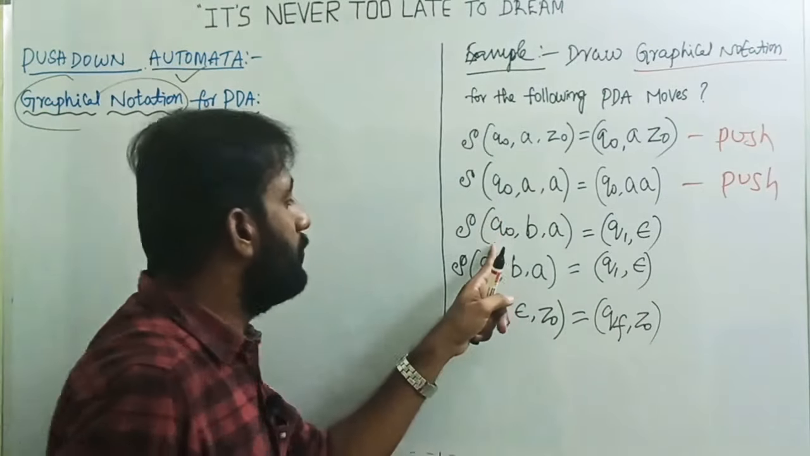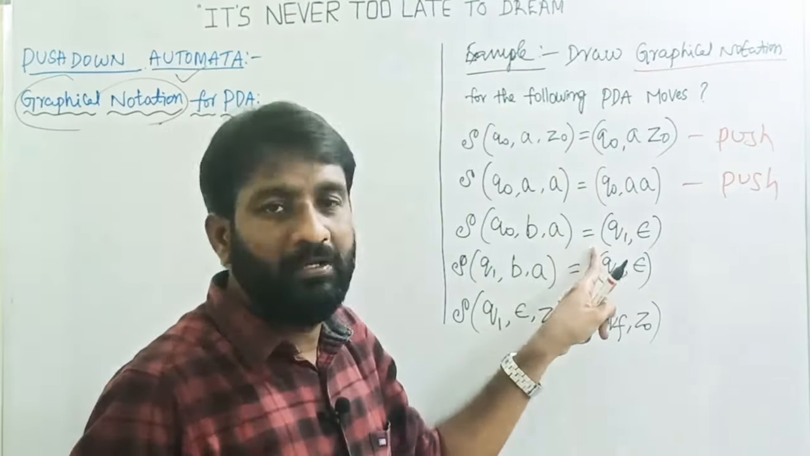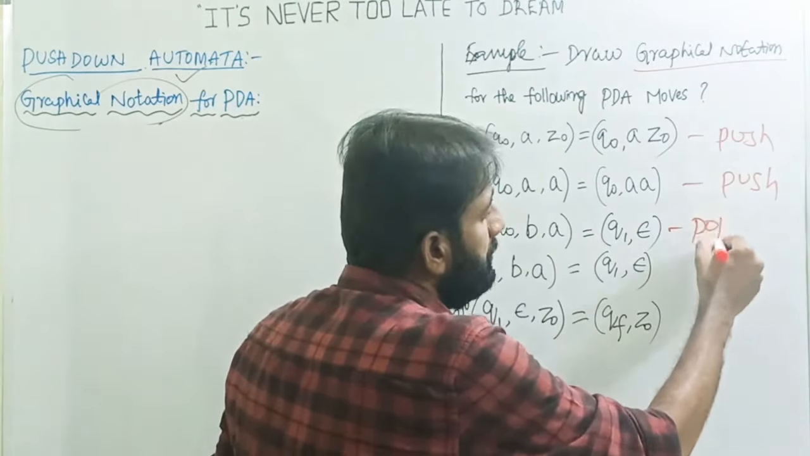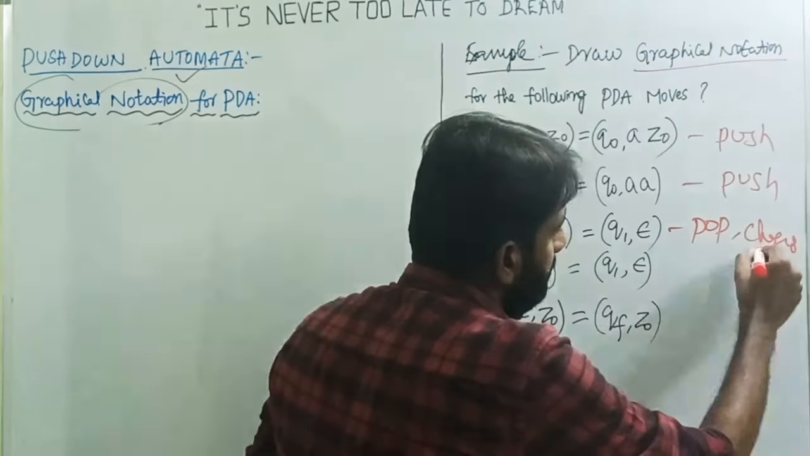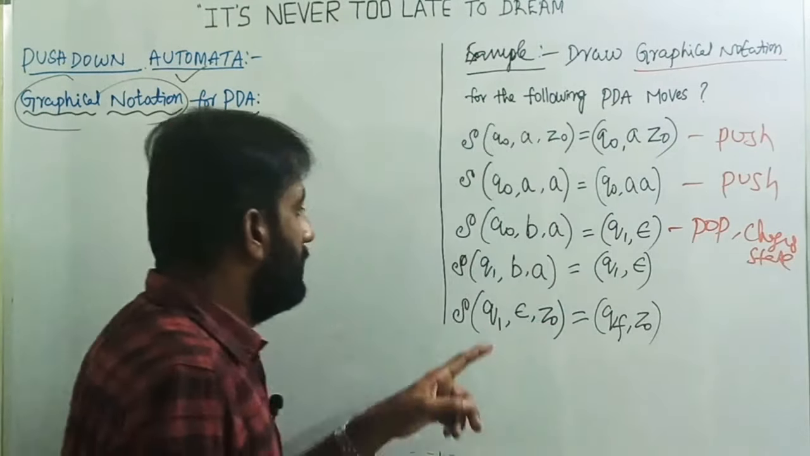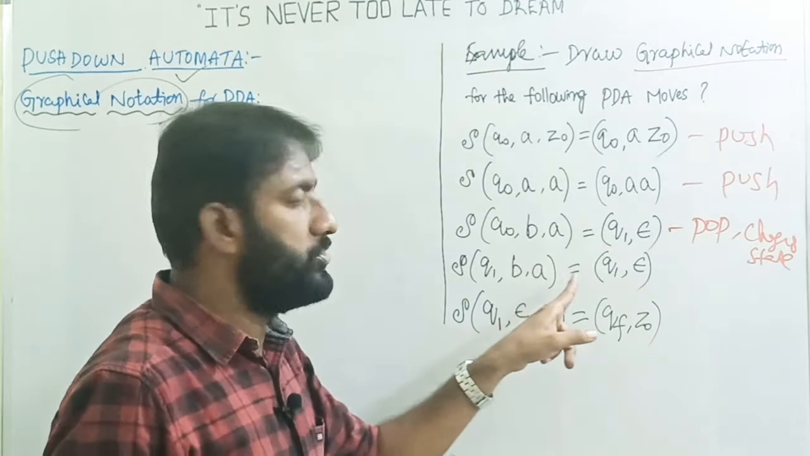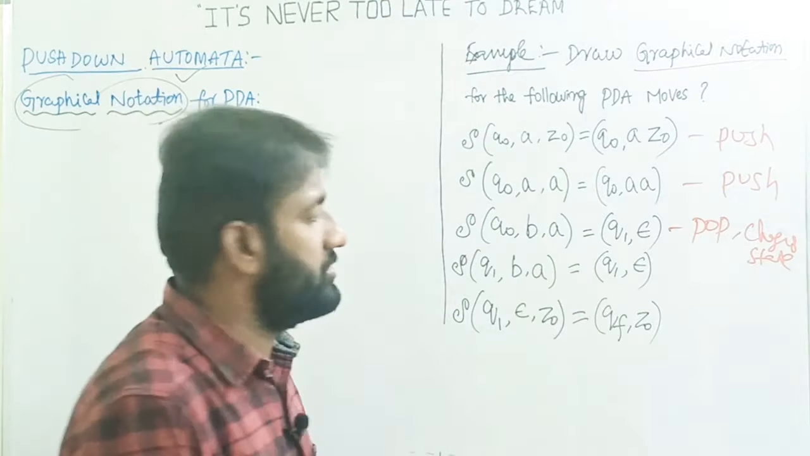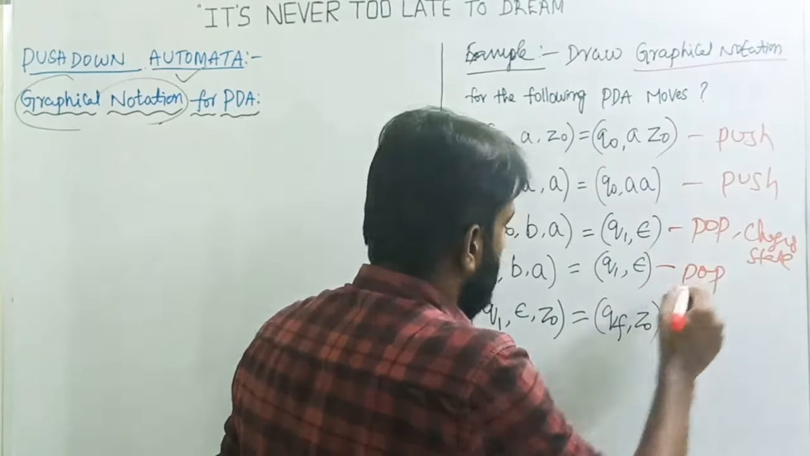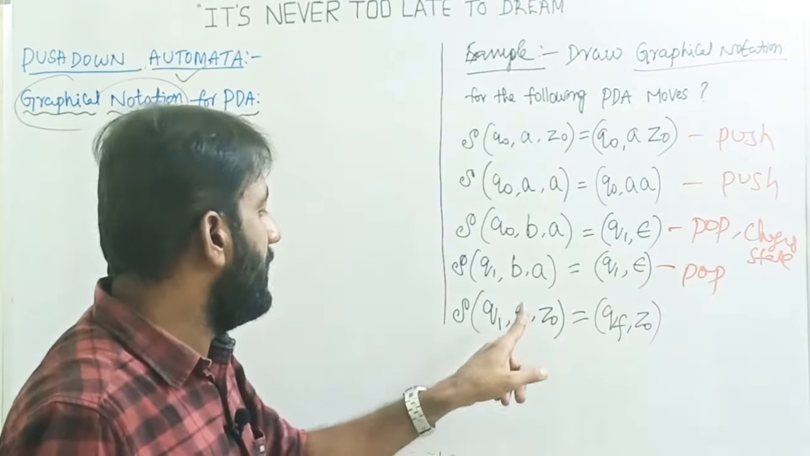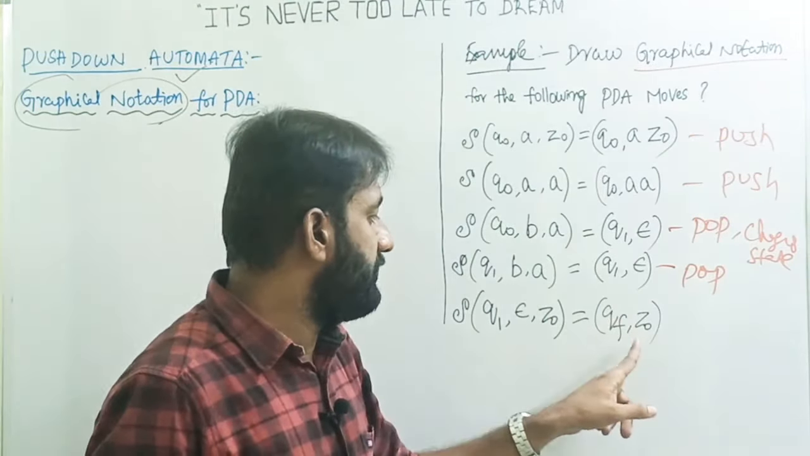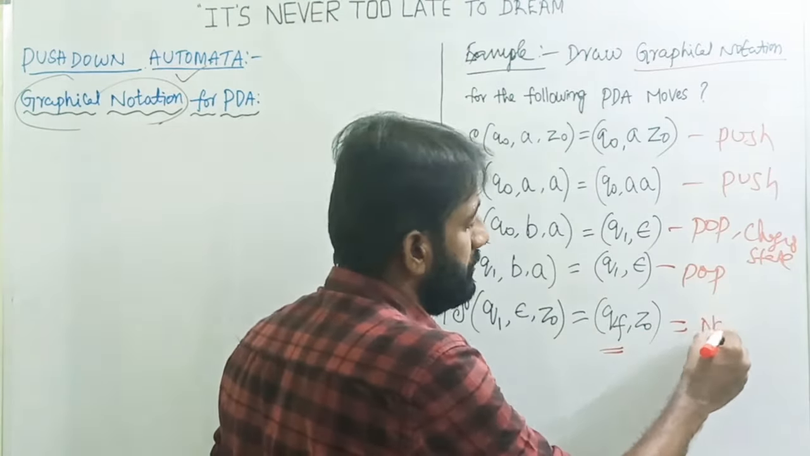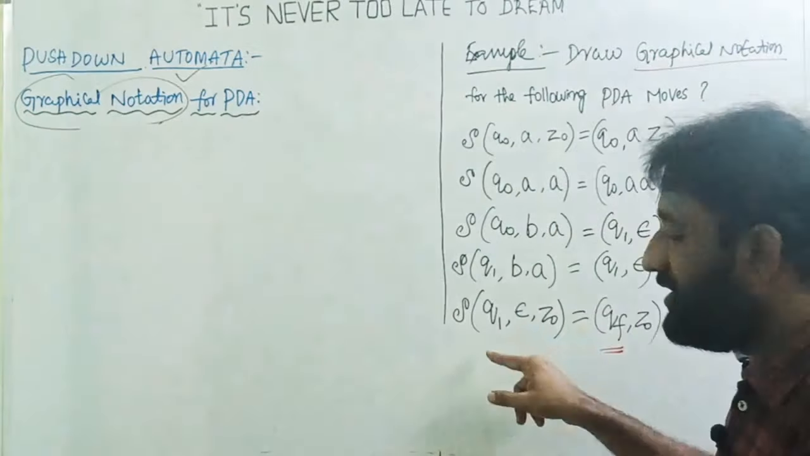Then δ(Q0, B, A) = (Q1, ε). So we are removing an element from the stack, meaning it is a pop operation, and changing state. Then δ(Q1, B, A) = (Q1, ε). This is also an example of a pop operation without changing state. Then δ(Q1, ε, Z0) = (QF, Z0). This is an example of moving to the final state with no operation. Now draw the graphical notation for all these transitions.